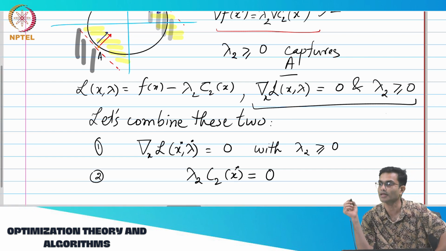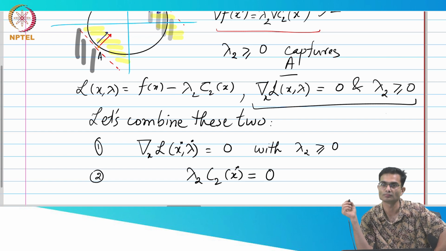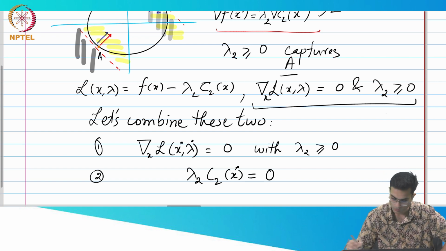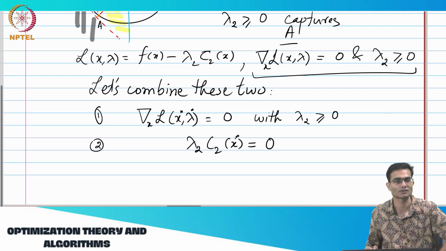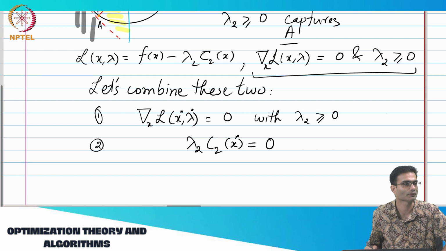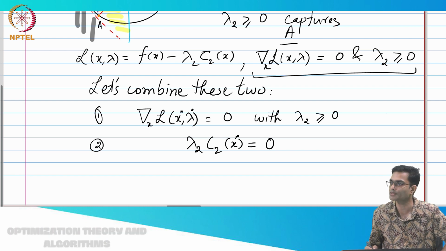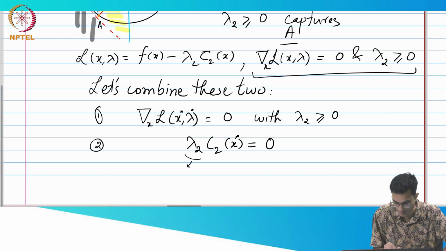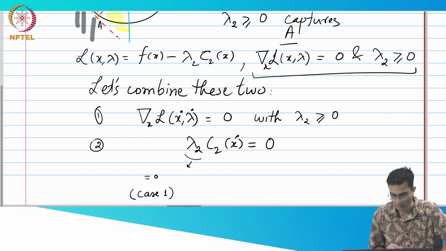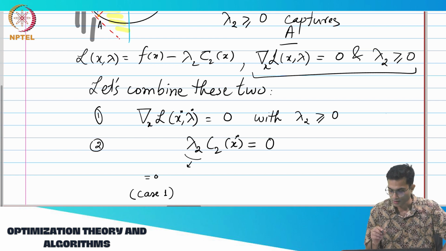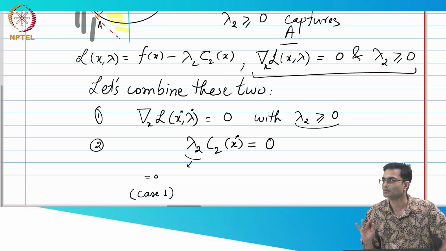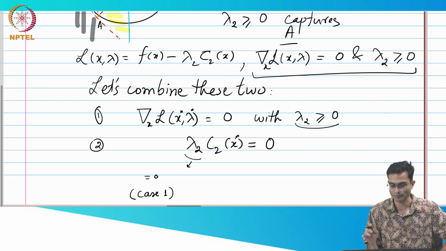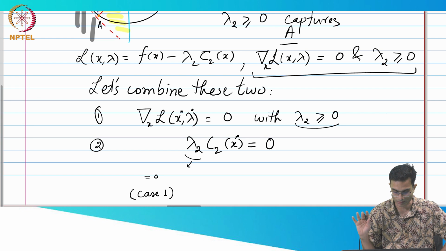That lambda 2 times C2 is equal to 0. Okay. So does this work for us? In case 1, what did I want? Lambda 2 to be 0, right? So this equal to 0 captured my case 1. Did this constraint cause any problem for us? It doesn't cause a problem because greater than equal to 0, the equal to part is getting set over here.